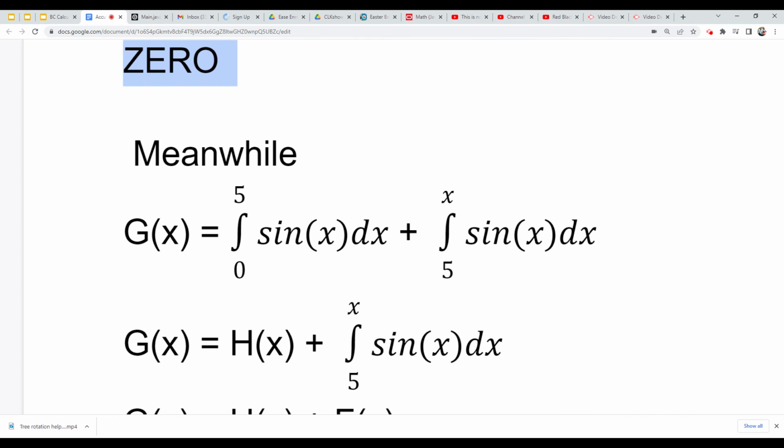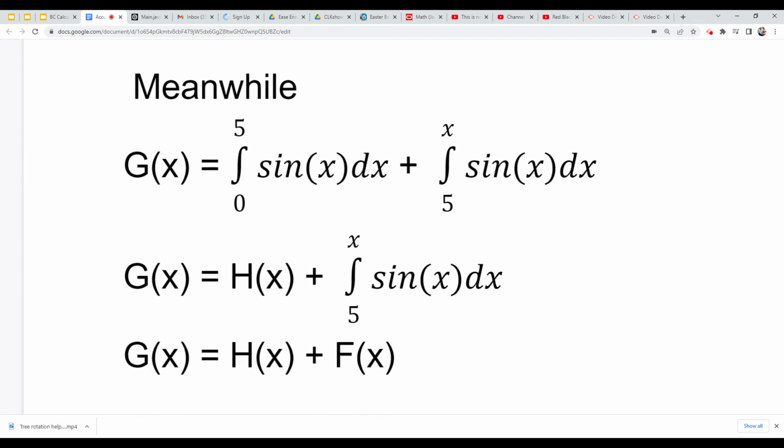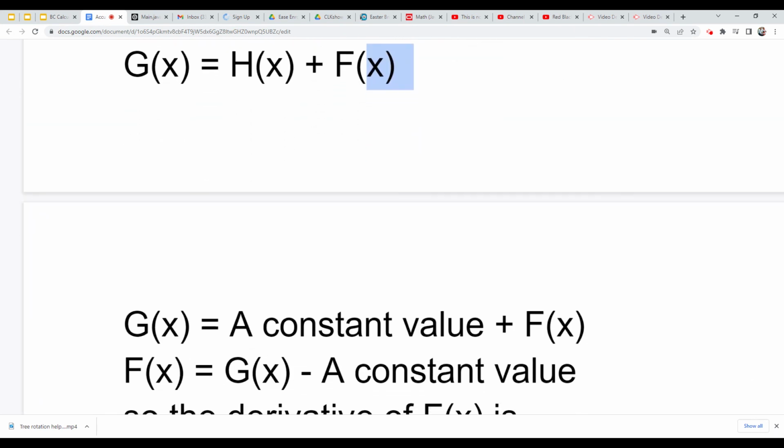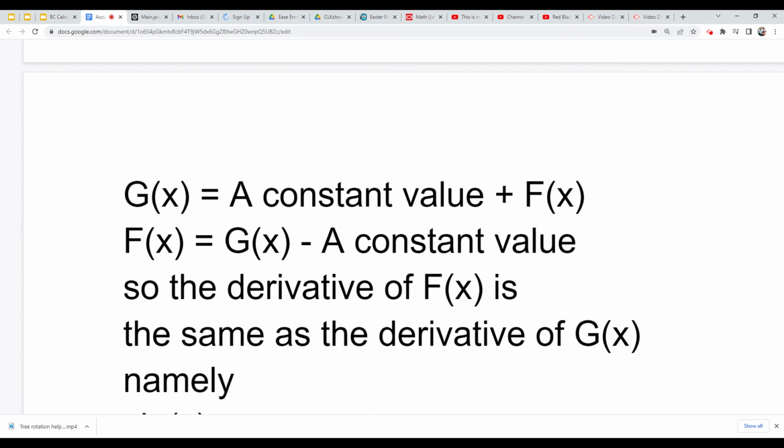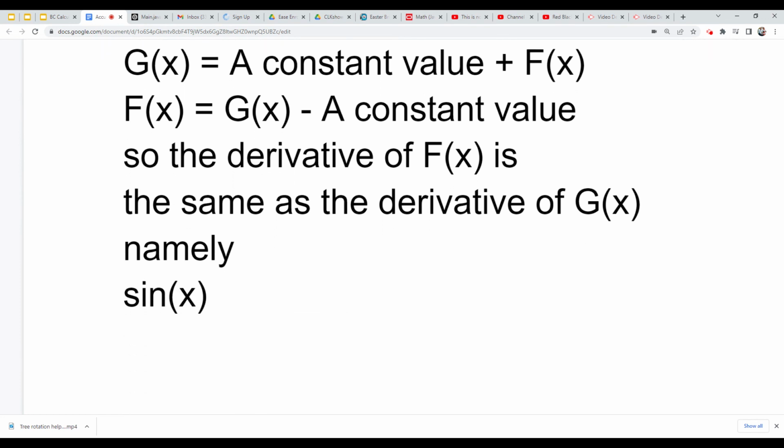Meanwhile, remember, g of x was this integral from 0 to 5 of sine of x plus the integral from 5 to x of sine of x. Well, that first integral is h of x. And that second integral is f of x. And since h of x is a constant value, g of x is a constant value plus f of x, which means f of x is g of x minus a constant value. So the derivative of f of x is, because the derivative of constant values is 0, the same as the derivative of g of x, namely sine of x.